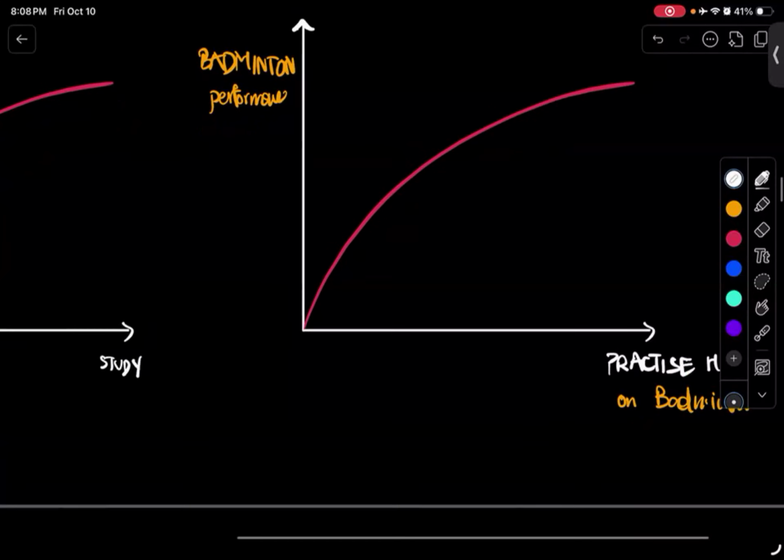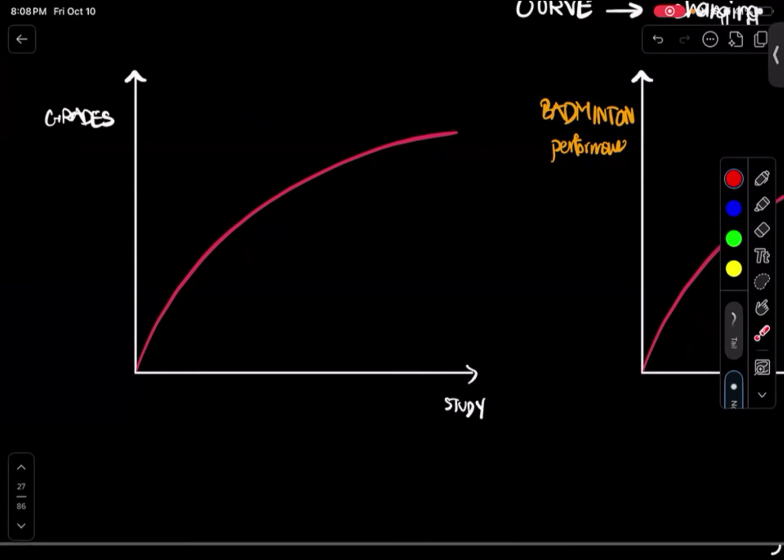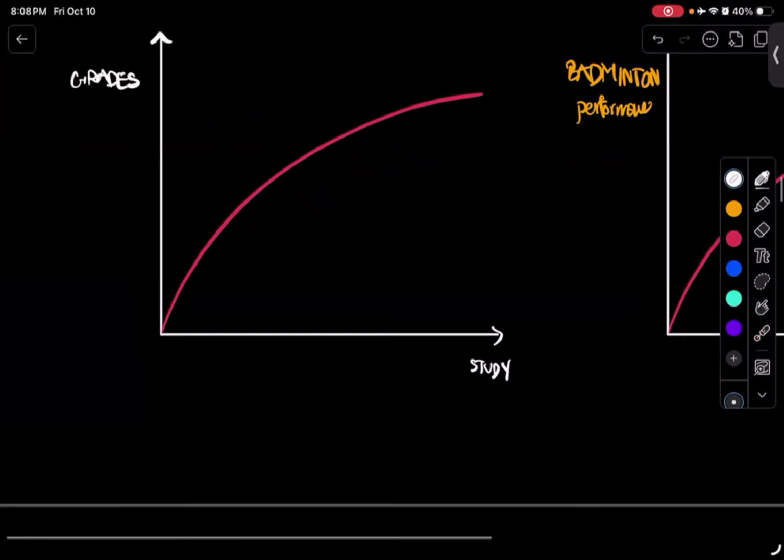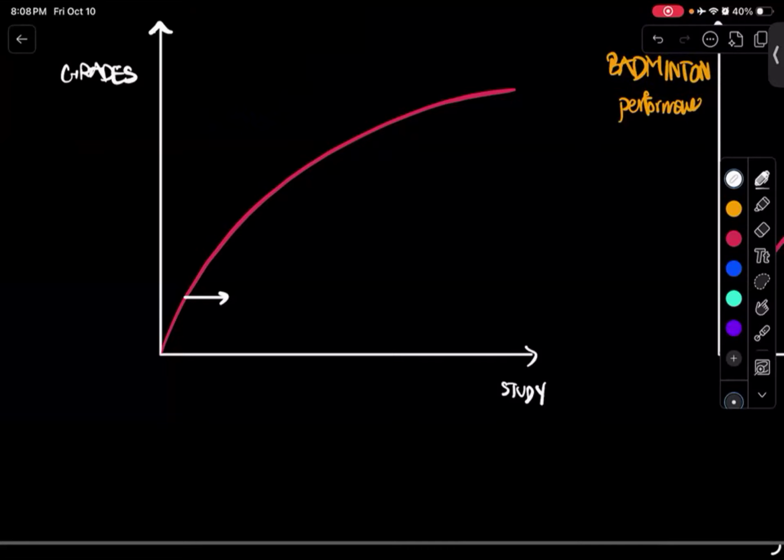So that means initially, if you take the study and grades part, when you increase your study hour by one, the grade increase that you get is very large. You could go from, let's say, 20% to 40%, so you increase your grade by 20%. But then if you keep increasing your study hour by another hour, you might increase your grade, but a little bit smaller. Let's say you only increase your grade by 15% now.